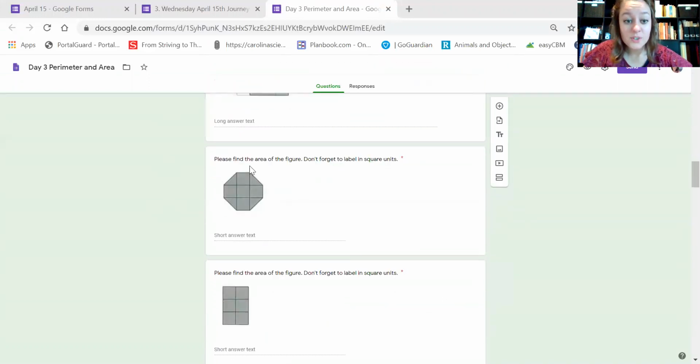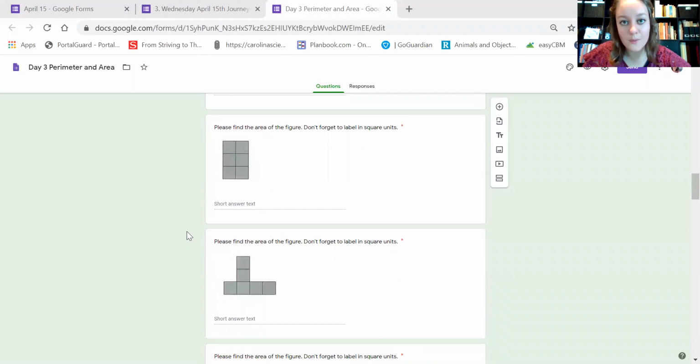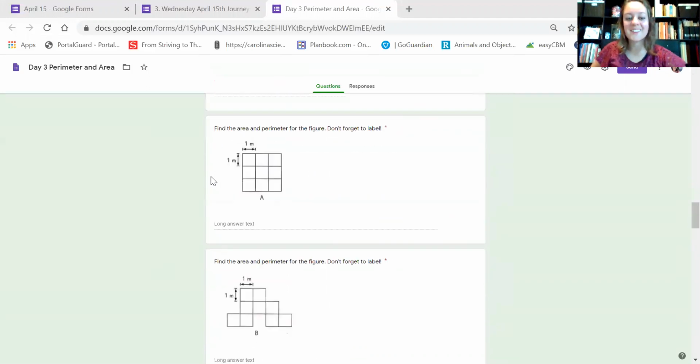Next, this one you're just finding the area, and it just says square units. That's okay. Just count the squares. That's fine. That's square units. So we don't need to know if it's millimeters, meters, centimeters, inches. We just know it's units. So we're okay with that.